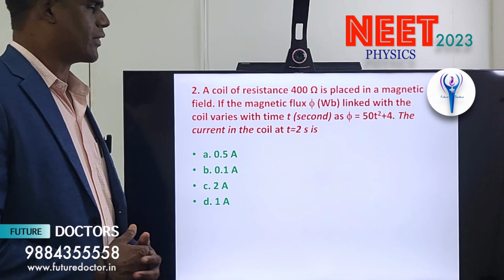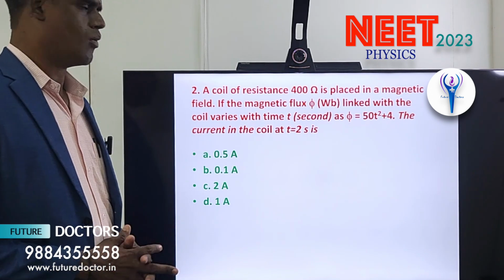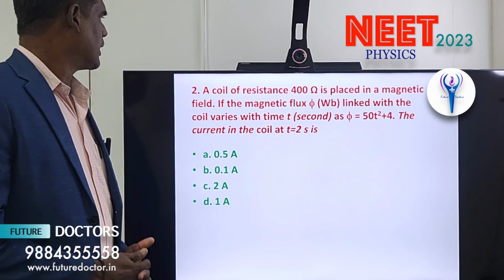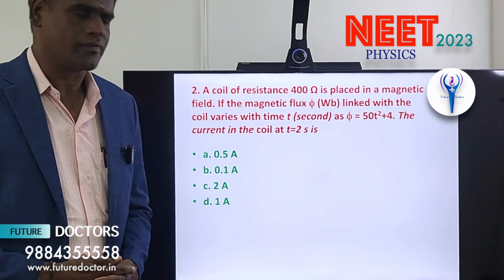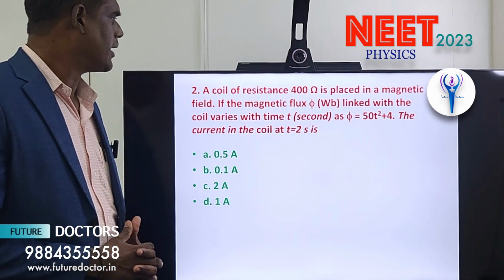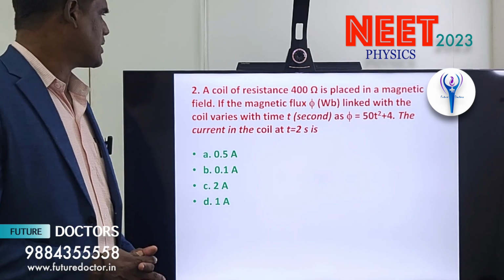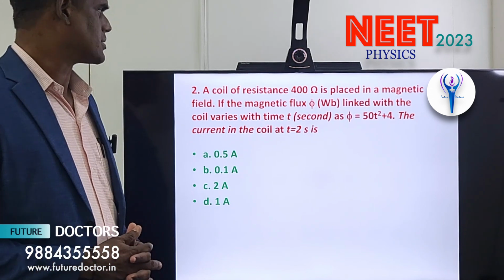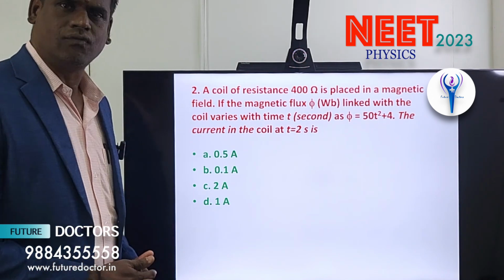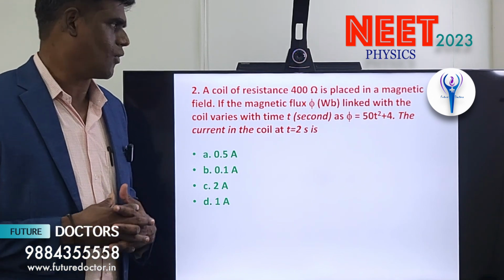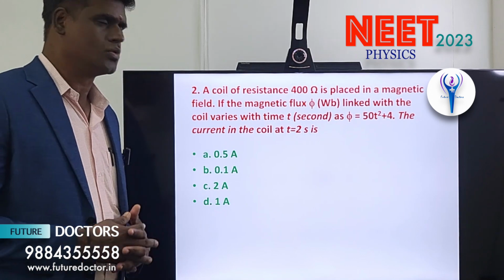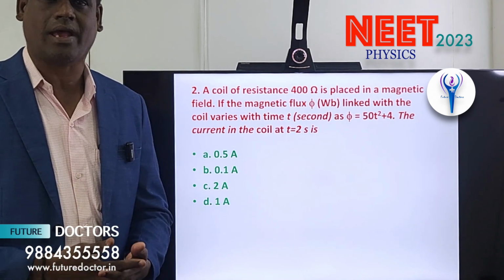A coil of resistance 400 ohm is placed in a magnetic field. If the magnetic flux phi, which is in Weber, linked with the coil varies with time t, which is in second, as phi equal to 50 t square plus 4, the current in the coil at t equal to 2 second is dash.